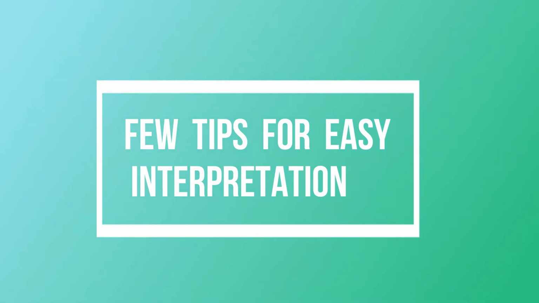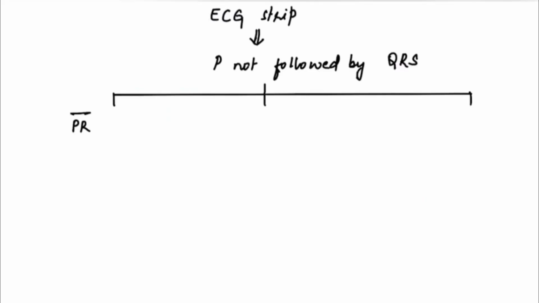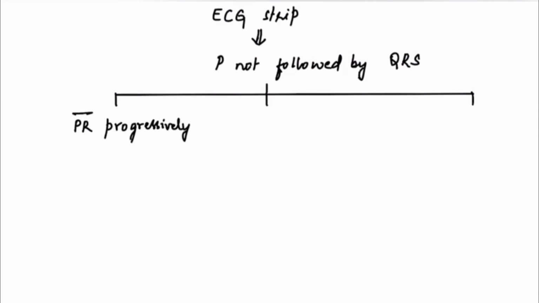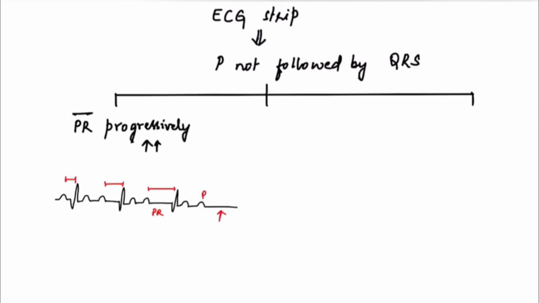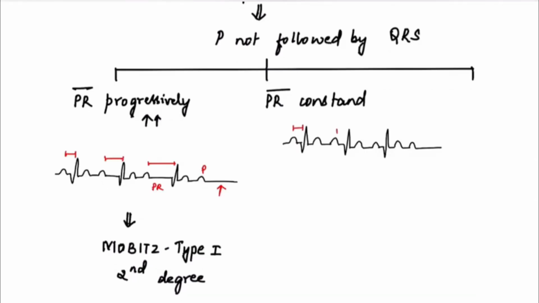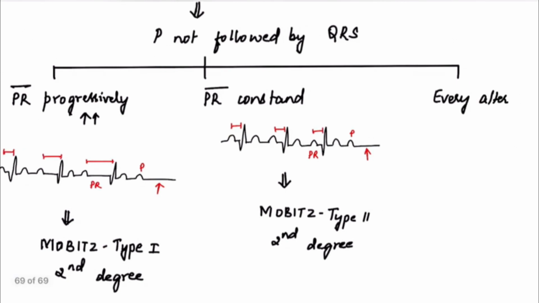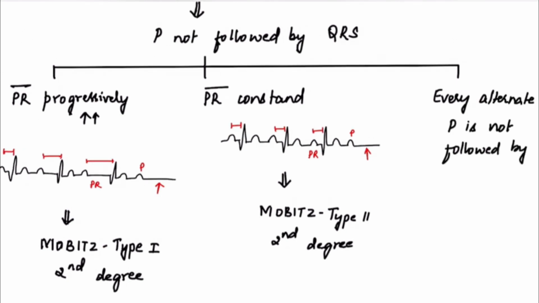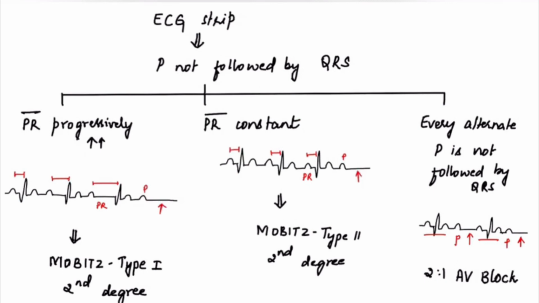Now, whenever in an ECG strip a P wave is not followed by a QRS complex, look for three things. If the PR interval is progressively increasing before the drop, that indicates Mobitz type 1 second degree AV block. If the PR interval remains constant, that indicates Mobitz type 2 second degree AV block. And if every alternate P wave is not followed by a QRS complex, then that indicates a 2:1 type of AV block. So remember this flowchart.